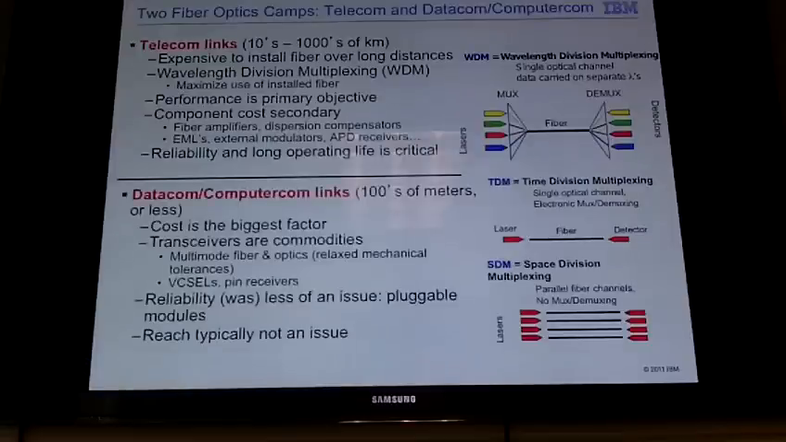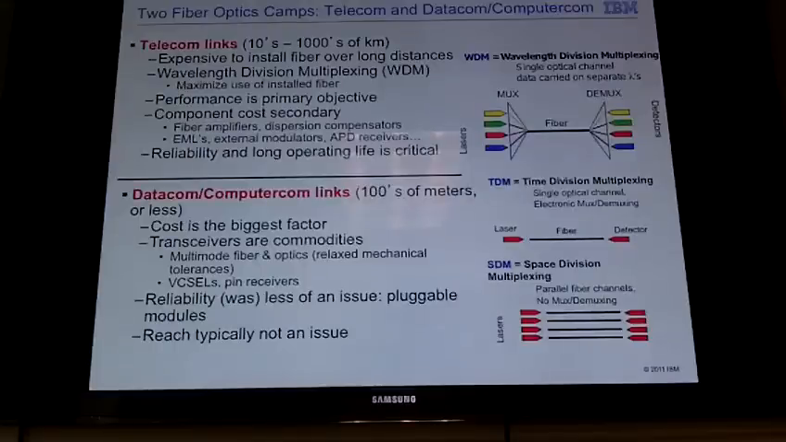Whereas datacom, computer-com links, they're 100 meters or shorter. Cost here is the biggest factor. And transceivers are commodities. We use multimode fibers and lasers. These essentially have a 50 micron optical core as opposed to a 9 micron in telecom. This gives you greatly relaxed alignment tolerances and assembly tolerances.